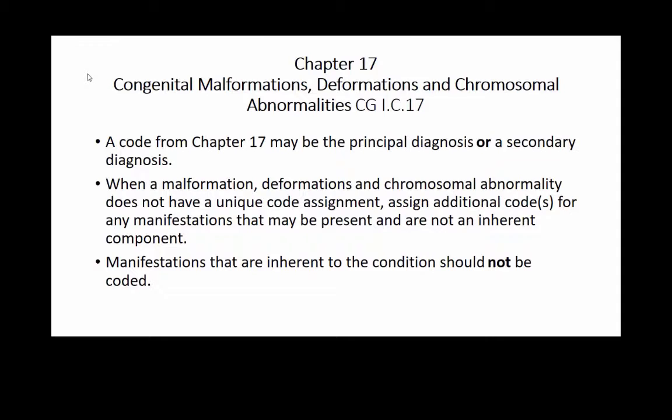When a malformation, deformation, or a chromosomal abnormality does not have a unique code, we can assign codes for any manifestations that we see that are not inherent to whatever condition we're coding. This is why it's important for us to understand our disease processes, because if you don't know what symptoms are inherent or go along with an illness, then you may very well be coding those signs and symptoms, and maybe you shouldn't. Manifestations, as it states in our guideline, that are inherent or things that you will see with this condition should not be coded.